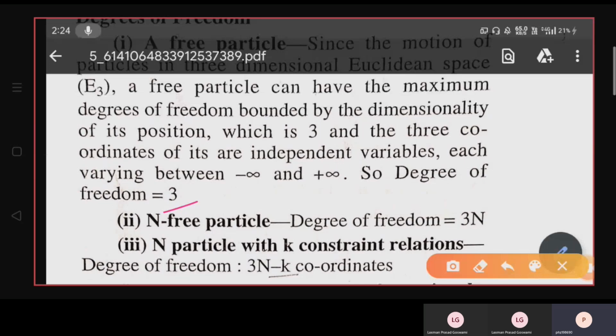If there are n number of free particles, or if there are 3 free particles, then each particle has 3 degrees of freedom. So that will be 3 into 3, that is 9. Or for n number of free particles, the degrees of freedom will be 3n.